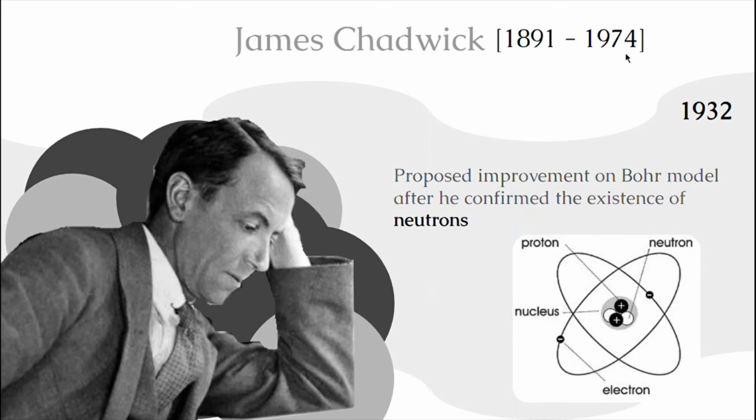And so Chadwick formulated the existence of neutrons, which were neutral particles that were held in the nucleus together with protons. And so this is the improvement on the Bohr model he suggested in 1932. Again, not that far off. You can see that these discoveries, from Democritus onward, are gradually coming in shorter and shorter time lengths.